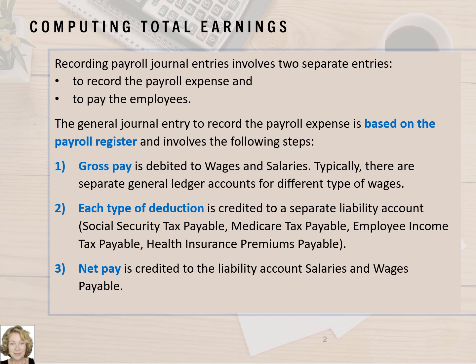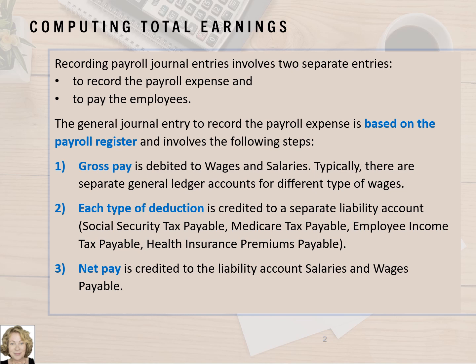three steps. Gross pay is debited to wages and salaries, and typically there are separate general ledger accounts for different types of wages. In our textbook, the gross pay is debited to shipping wages expense for the shipping clerks and supervisor, and to office salaries expense for the office clerk.